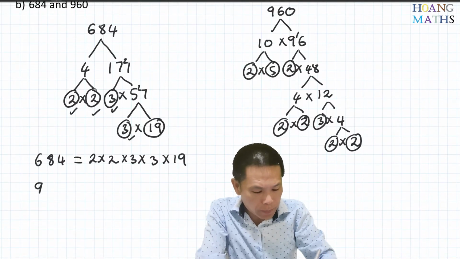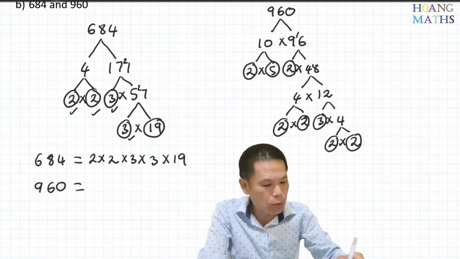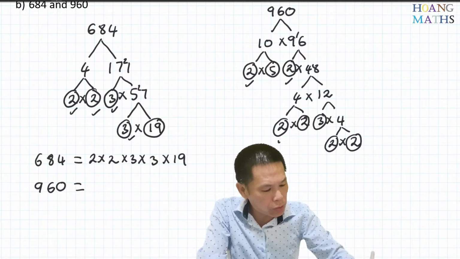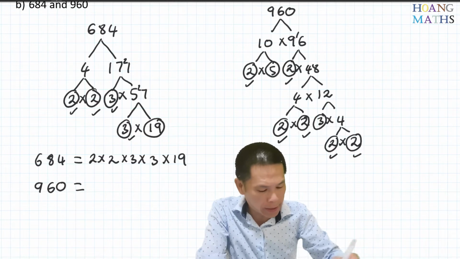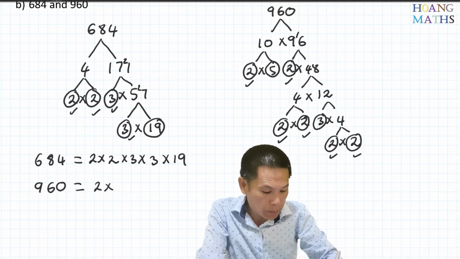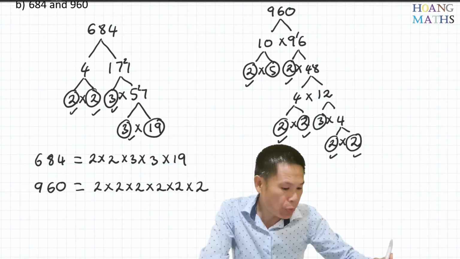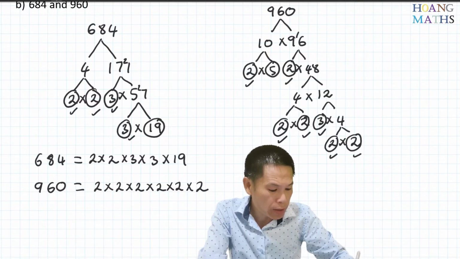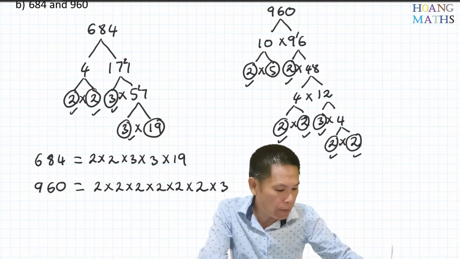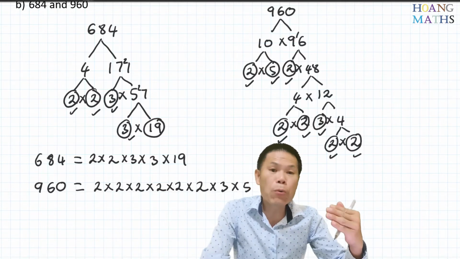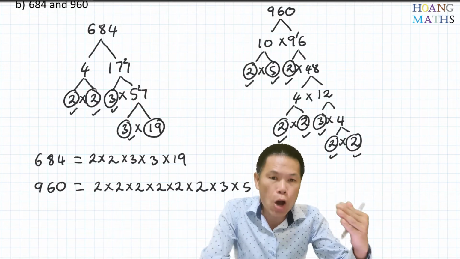So 960 is equal to, so we have 1, 2, 3, 4, 5, 6. So 1, 2, 3, 4, 5, 6. And then the 3, we have only 1, just times by 3. And we have 5 there, times by 5. So now we just circle the common numbers, okay?